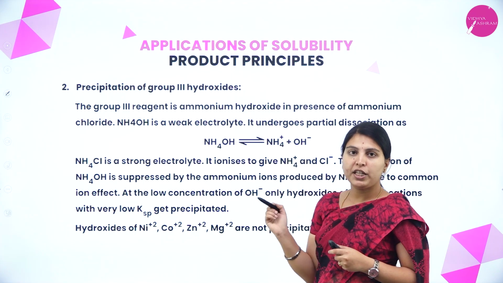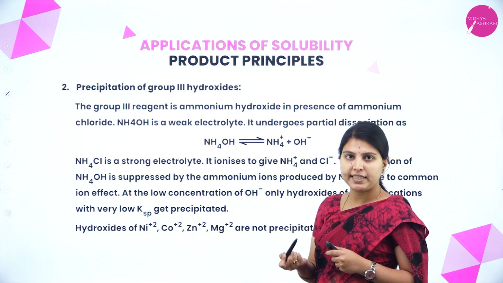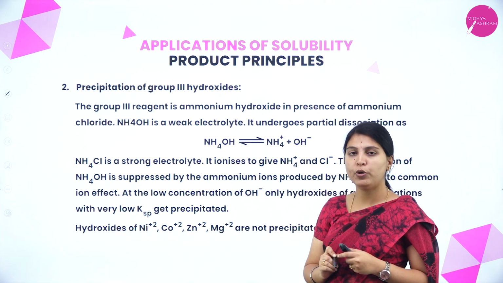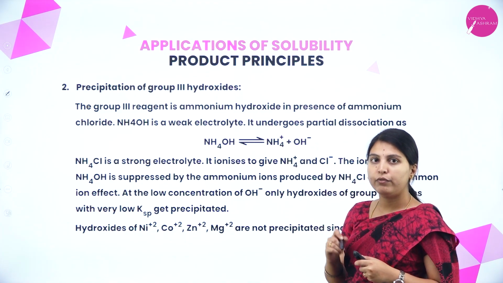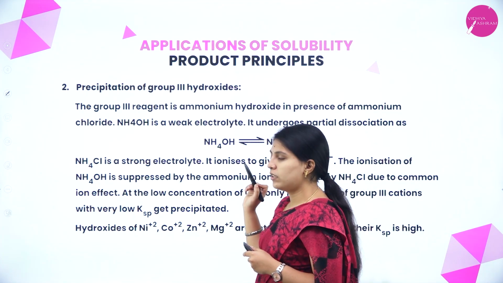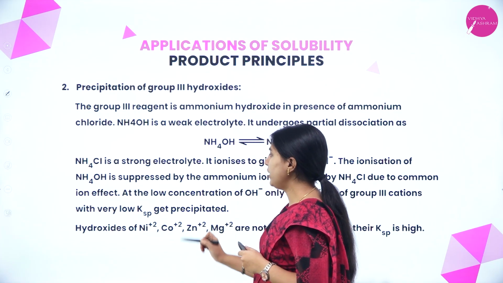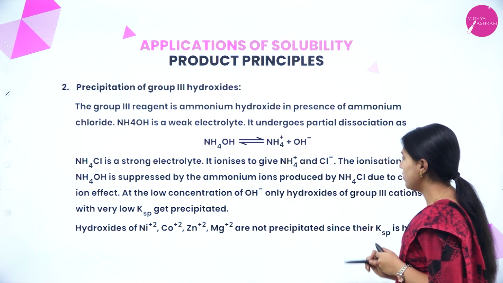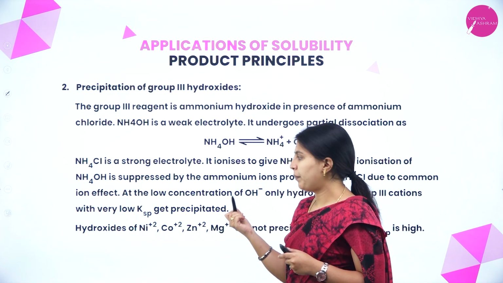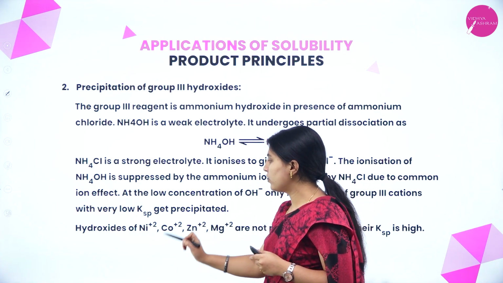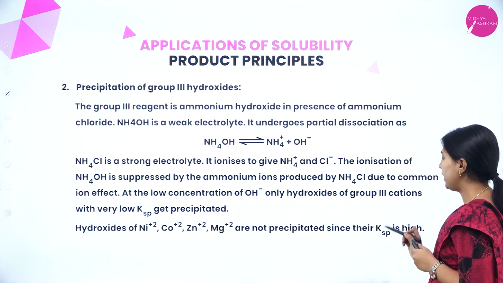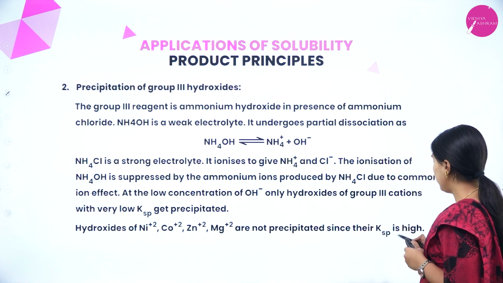There, precipitation of group 2 and group 4 we have seen by HCl and H2S. Here precipitation of group 3 hydroxides by using ammonium hydroxide and ammonium chloride. One is a weak electrolyte, another is a strong electrolyte, and ionization is suppressed due to the common ion effect. At the low concentration of OH minus, only hydroxides of group 3 cations with very low solubility product get precipitated. Hydroxides of nickel, cobalt, zinc, magnesium are not precipitated since their solubility product is high.